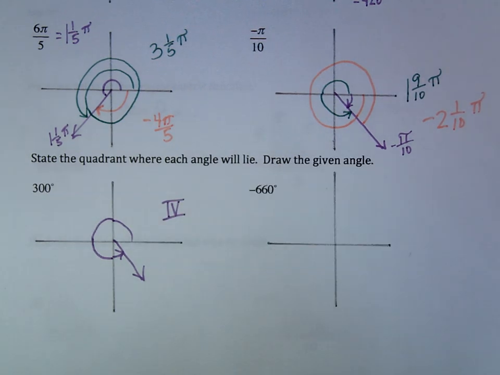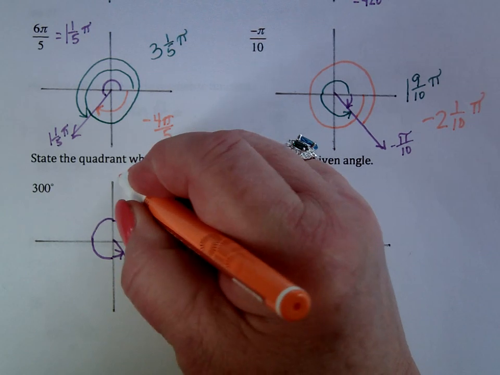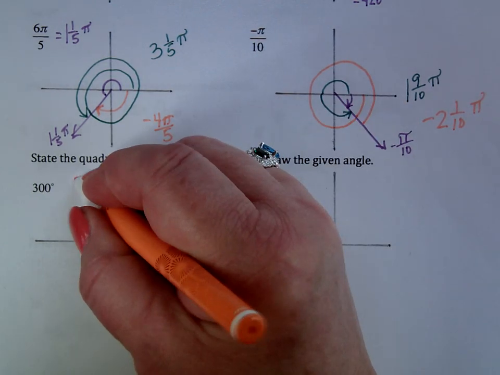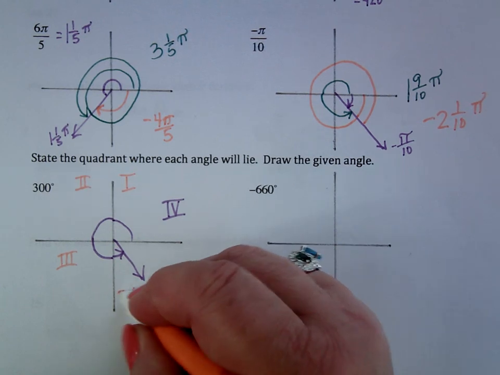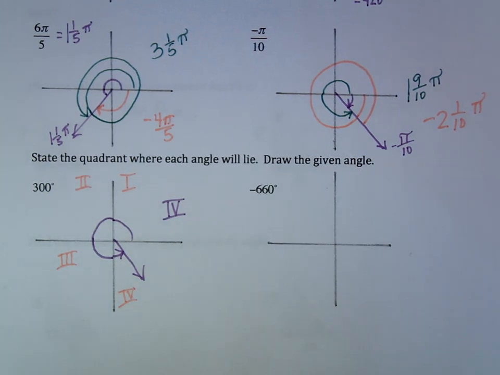Remember how the quadrants go? Again, this is on your blue circles, blue sheets. This is the first quadrant, this is the second quadrant, this is the third quadrant, and this is the fourth quadrant. That one landed in the fourth.